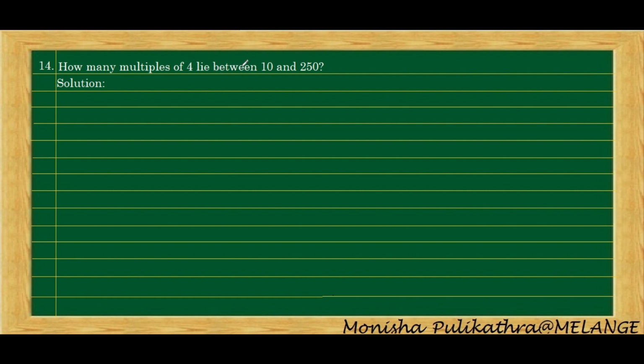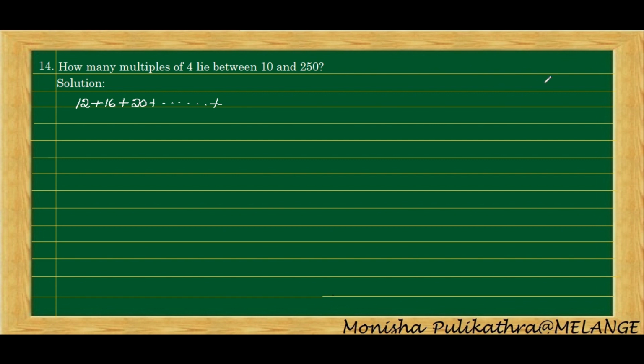We know the 4 times table. 4 3s are 12, 4 4s are 16. So 12 is the first number after 10 which is divisible by 4. Next, 4 4s are 16, 4 5s are 20, etc. Next we need to know which is the first number less than or equal to 250 which is divisible by 4.